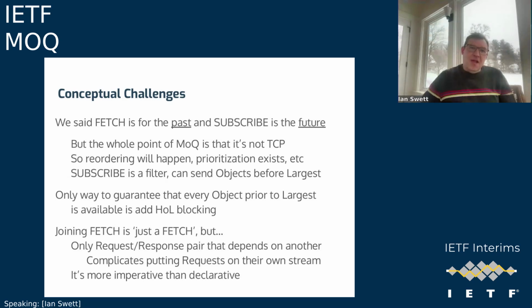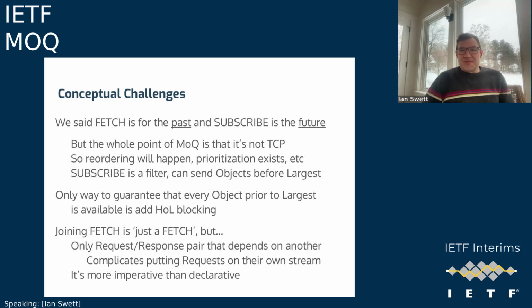All right. One conceptual challenge is we said fetch is for the past and subscribe is for the future, but in reality, it's a little bit messier than that. QUIC is not TCP, and so reordering will happen. Particularly with prioritization, it's fairly easy to end up, say, the canonical example is I have one subgroup with all even objects and one with all odd objects, and one of them is lower priority than the other. It's pretty easy for all the base layer objects to arrive before all the enhancement layer objects.